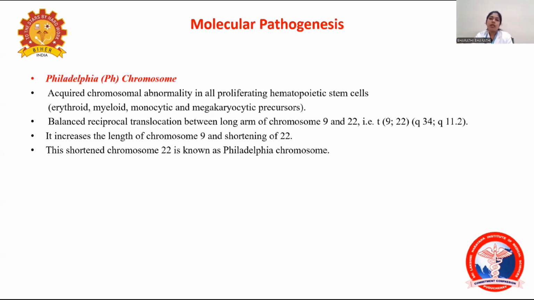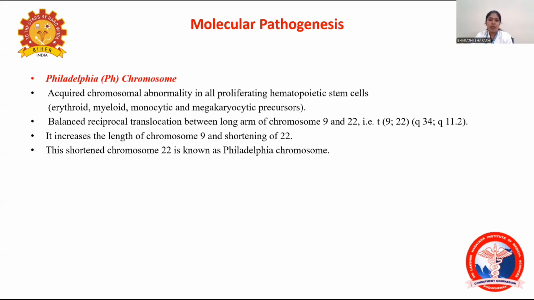Now let us move on to the molecular pathogenesis of chronic myelogenous leukemia. I told you, the Philadelphia chromosome. So what is the Philadelphia chromosome? Philadelphia chromosome is an acquired chromosomal abnormality in all proliferating hematopoietic stem cells. This balanced reciprocal translocation occurs in the hematopoietic stem cells. As I told you earlier, CML is a disorder of hematopoietic stem cells. So this mutation or this translocation takes place in the hematopoietic stem cell.